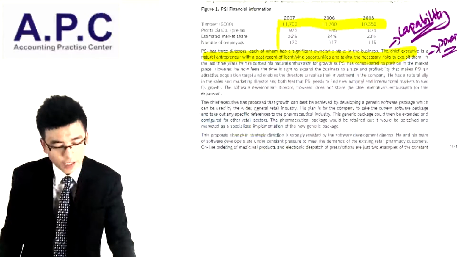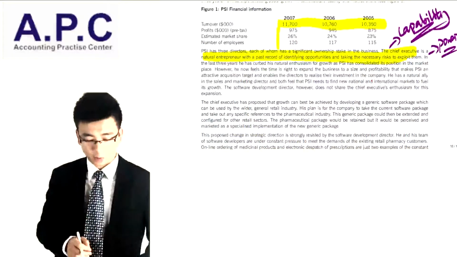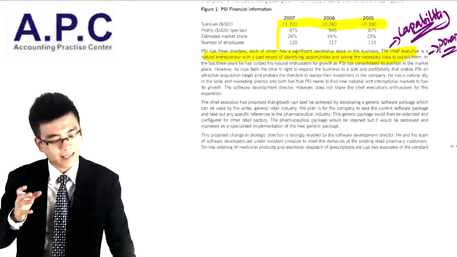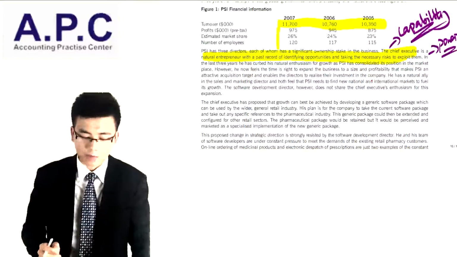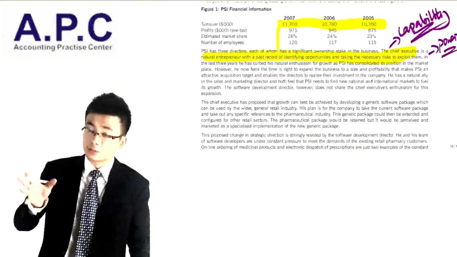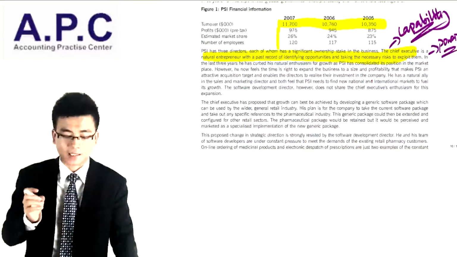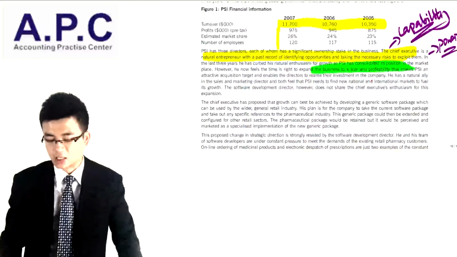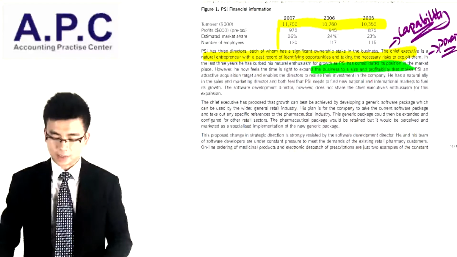So in the last 3 years, he has curbed his natural enthusiasm for growth as PSI has consolidated his position in the marketplace, but he now feels the time is right to expand the business to a size and profitability so that it makes PSI an attractive acquisition target from the outside perspective and enables the directors to realise the investment in the company. So what he's going to do is to change the business activities over here.